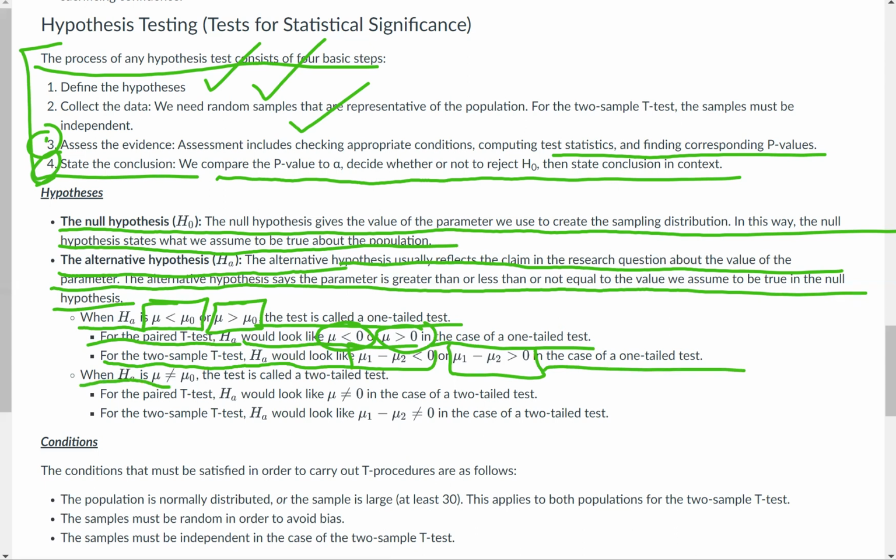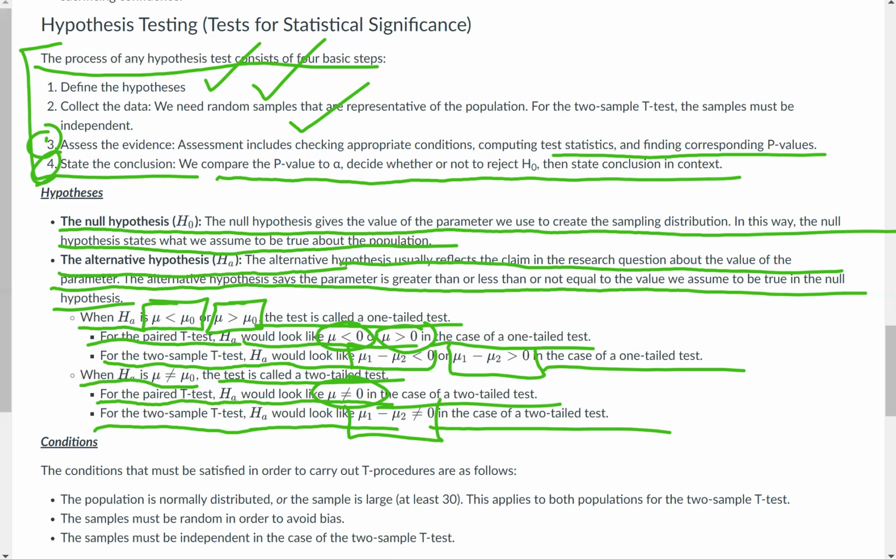Now, in the alternative hypothesis, instead of being a one-tailed test where mu is greater than mu sub 0 or mu is less than, let's say it's just not equal to, then the test is called a two-tailed test, because I have to account for mu being less than mu sub 0 and also mu being greater than. For the paired test, the alternative hypothesis would look like mu is not equal to 0 in the case of the two-tailed test. For the 2-sample t-test, the alternative hypothesis would look like the 2 population means subtracted would not equal 0 in the case of the two-tailed test.